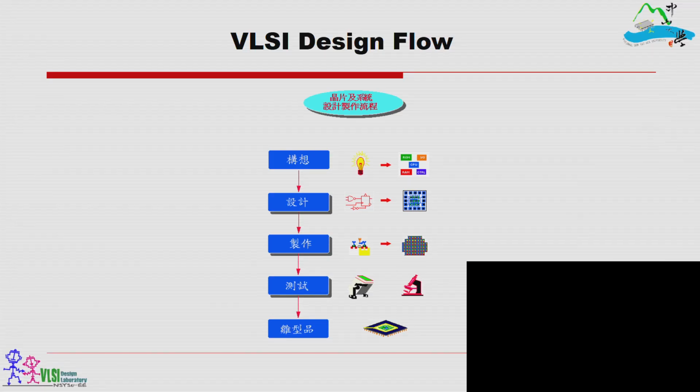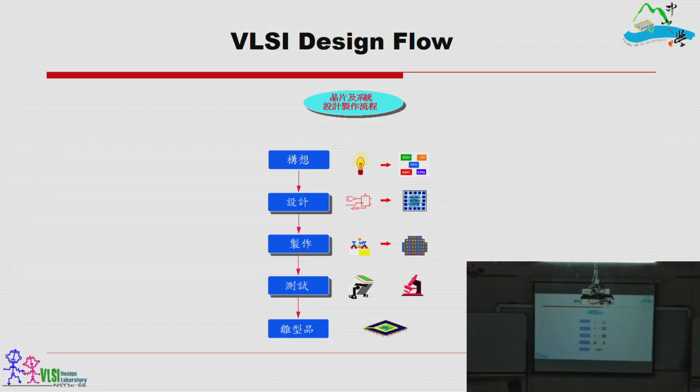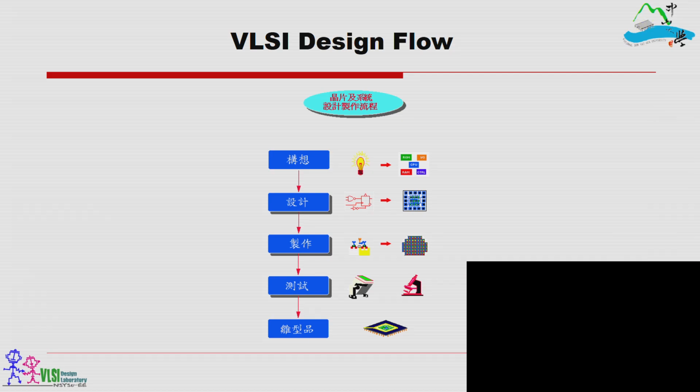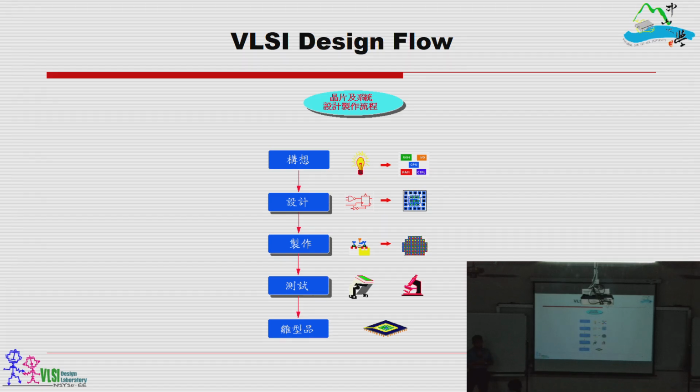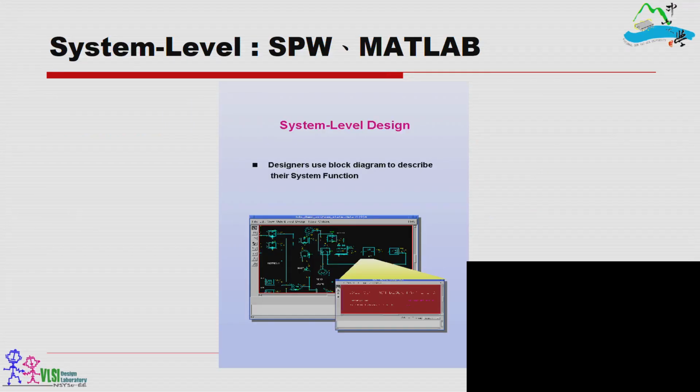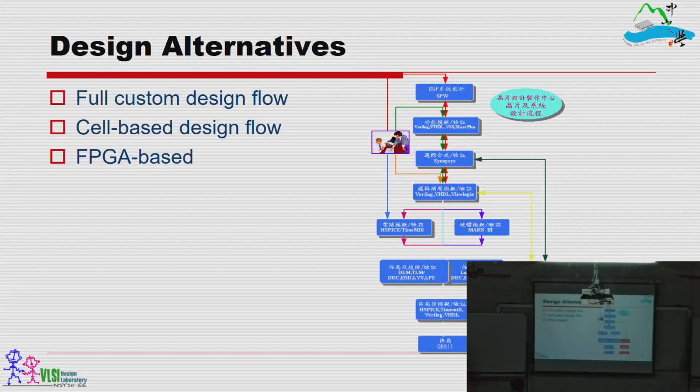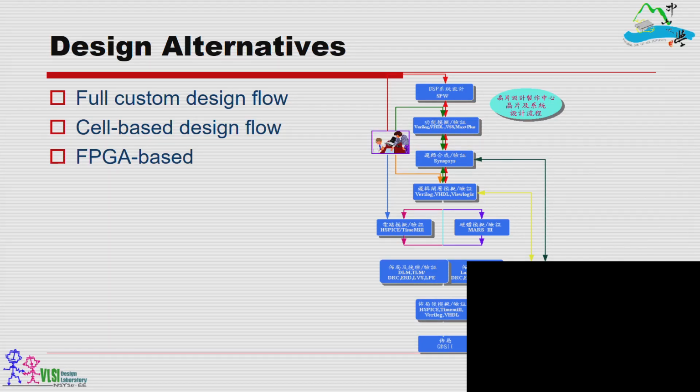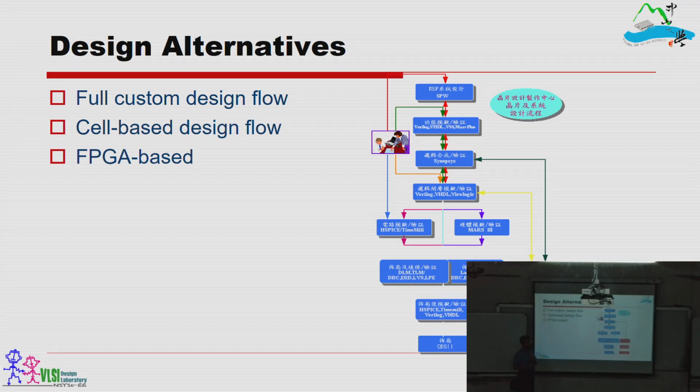All right, and this is a very easy figure to understand, from the basic idea, goes to design and fabrication, testing, and your product, just like we said before. There are 3 design alternatives. In this course, we teach custom design. That means you have to do everything on your own or with your teammates. You have to draw the lines, draw the transistors, tune the size.